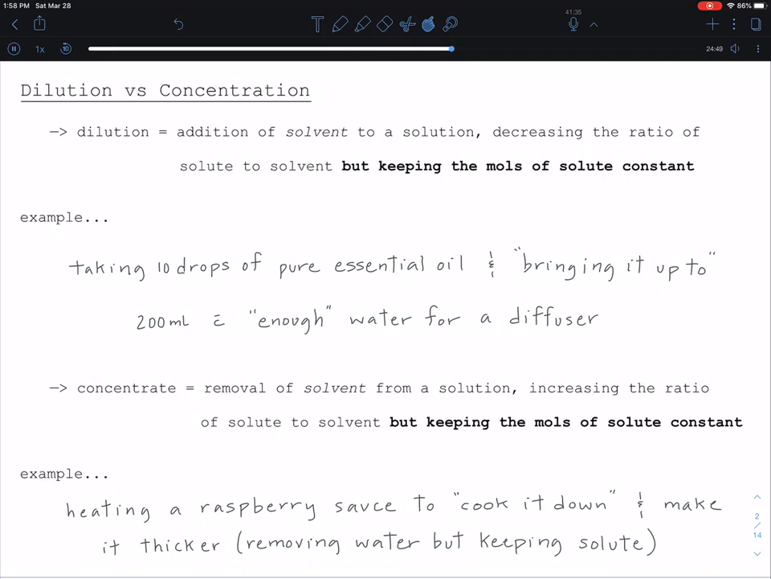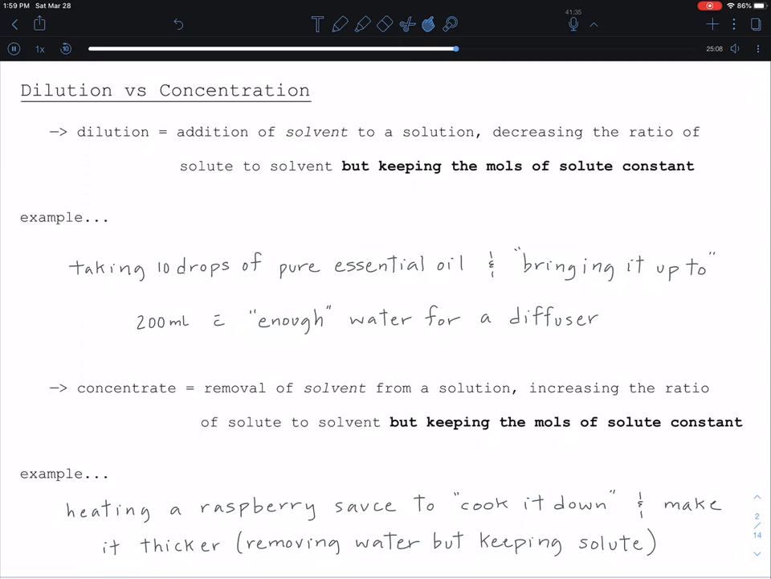But those 10 drops actually take up a certain amount of the volume. So if you take those 10 drops, which are concentrated, and bring them up to 200 mils of total solution, you're adding some sort of solvent. So you're diluting your essential oil.